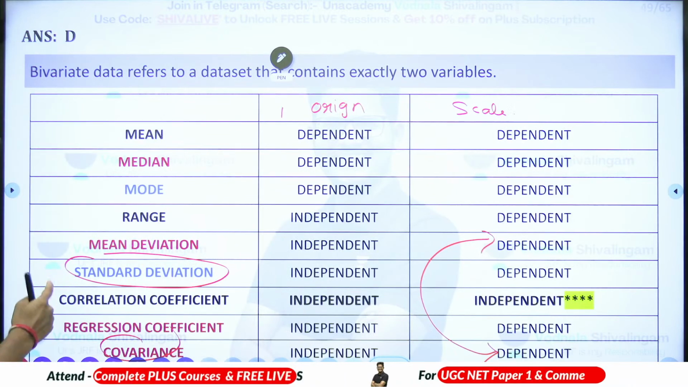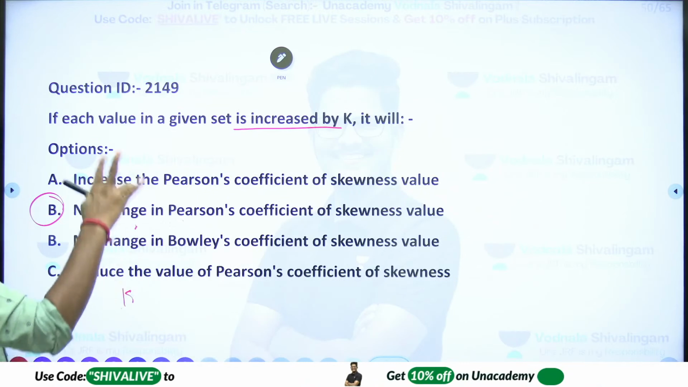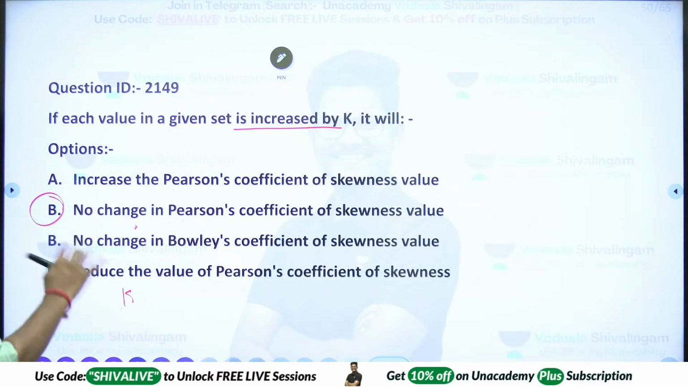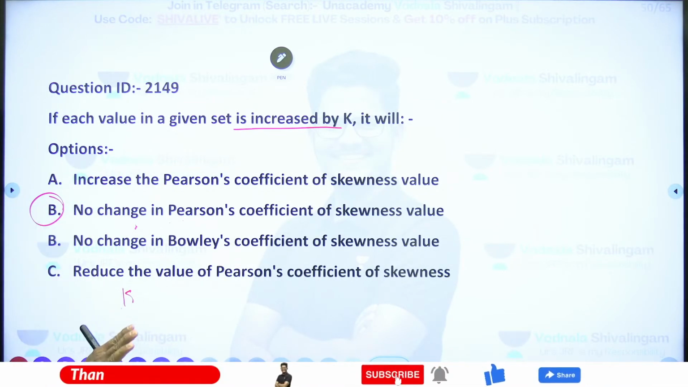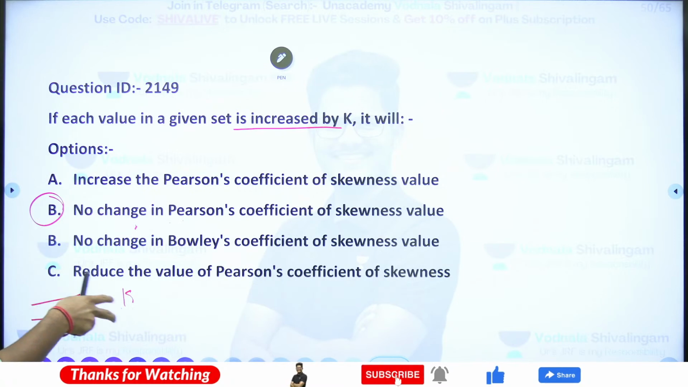You can just see here also. Is it there? No, it is not there. But whether it is division or multiplication, there will not be any impact on the coefficient of skewness value. That is what you need to understand. There the division was asked, here the multiplication is asked.